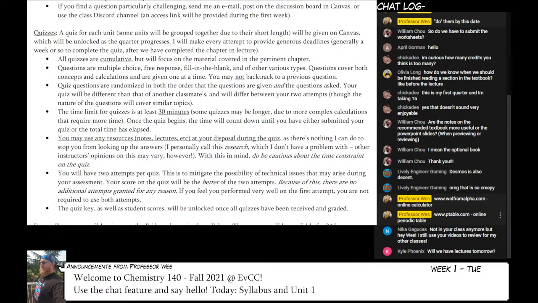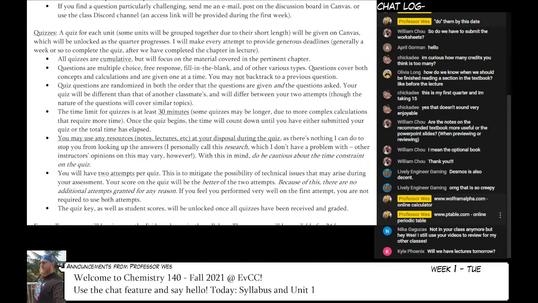Okay. Quizzes are multiple choice, free response, fill in the blank. They take on the same form as the orientation activity. So you will see various question types, most of which you have already seen in the orientation quiz. The questions do come up one at a time, but there are some gimmicks to it. And those gimmicks are, one, it's timed. You get at least 30 minutes. If quizzes have calculations or stuff that requires a lot of time to write stuff down, I give you a little extra time.